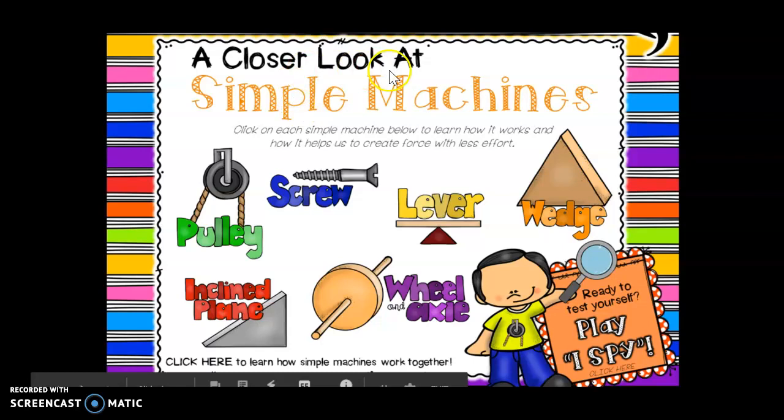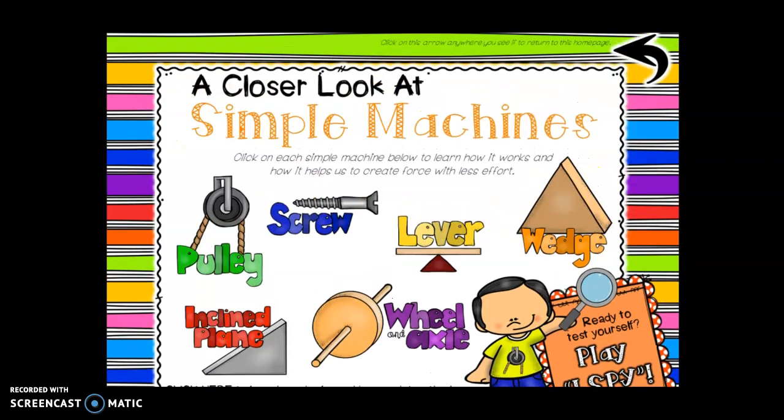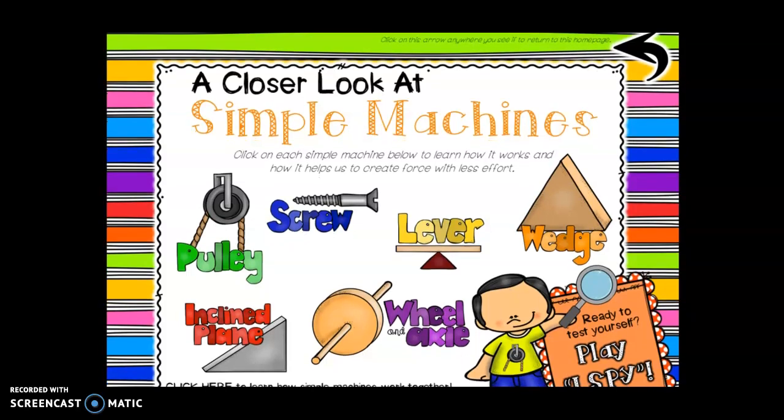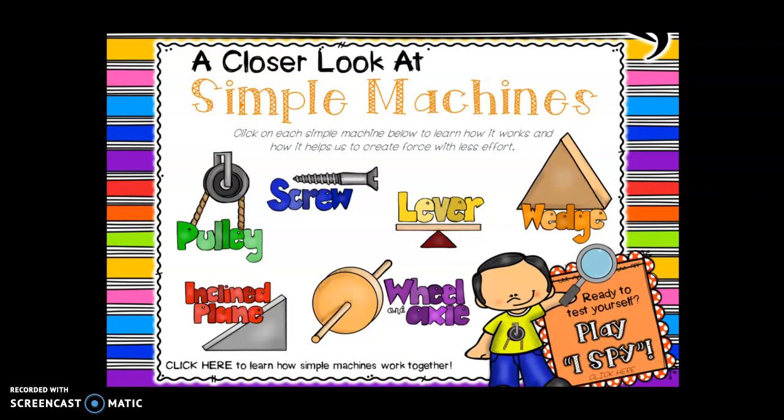This says, a closer look at simple machines. And then it says, click on each simple machine below to learn how it works and how it helps us create force with less effort. These are all of the simple machines. You'll need to click into each one of them to answer the student activity packet. On each page, you also have an arrow up at the top that says you can return to this page. So if you go all the way through lever and then you're ready to go to wedge, you click on the arrow at the top.